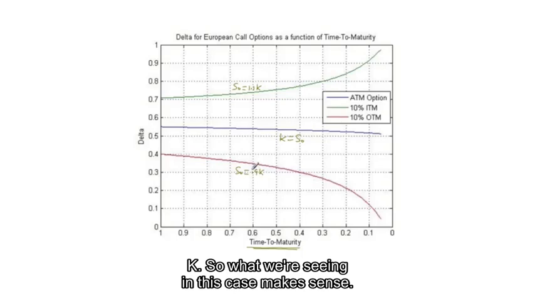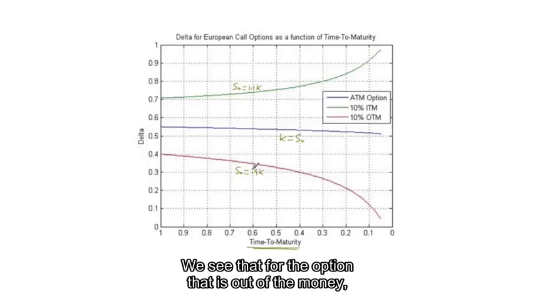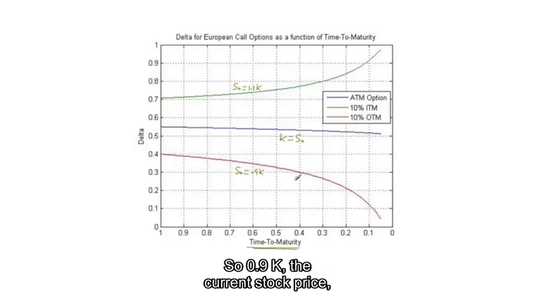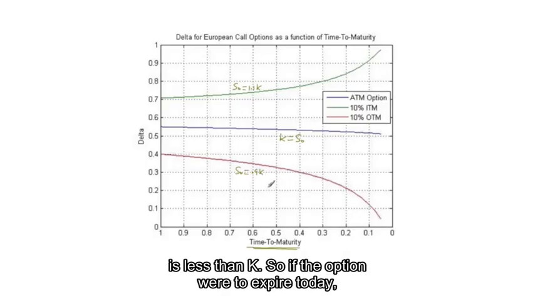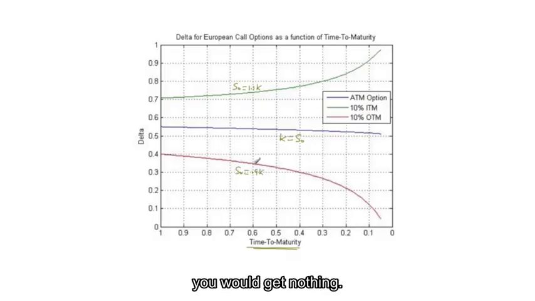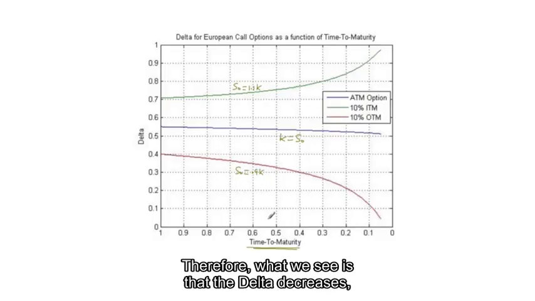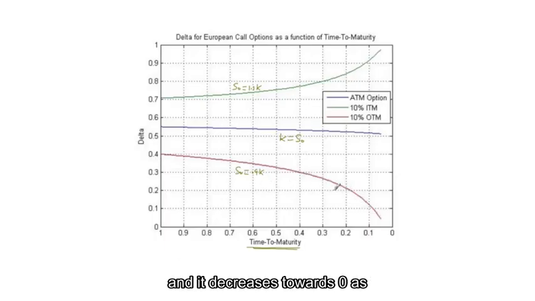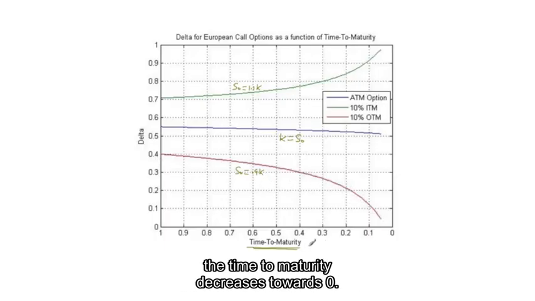And so what we're seeing in this case makes sense. We see that for the option that is 10% out of the money, so 0.9K, the current stock price is less than K. So if the option were to expire today, you would get nothing. And therefore what we see is that the delta decreases, and it decreases towards 0 as the time to maturity decreases towards 0.